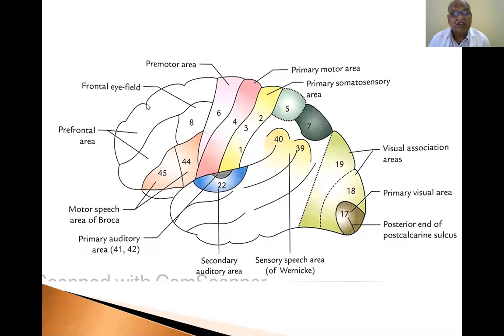So, this is a sulcus. This is a sulcus. The matter present between this sulcus and this sulcus, a raised part, is called a gyrus. So the cerebral hemisphere has a gyri pattern.